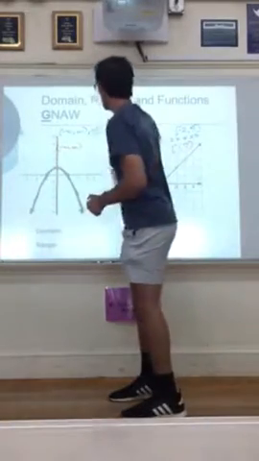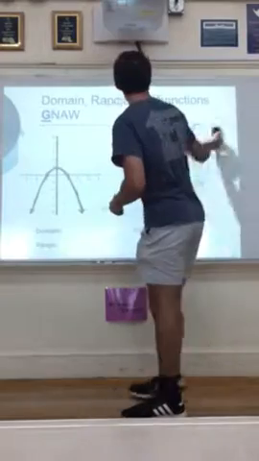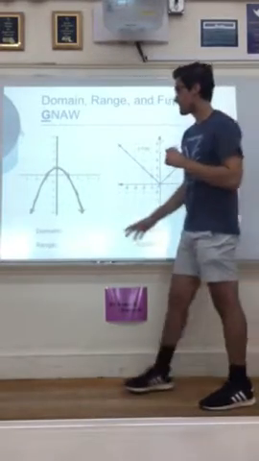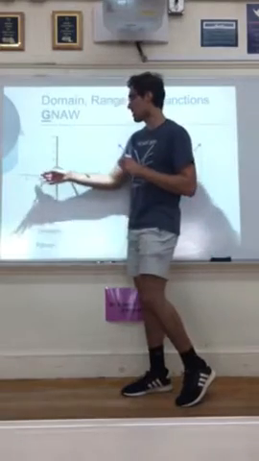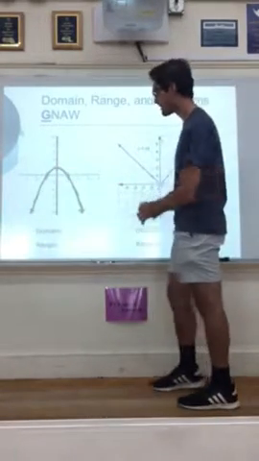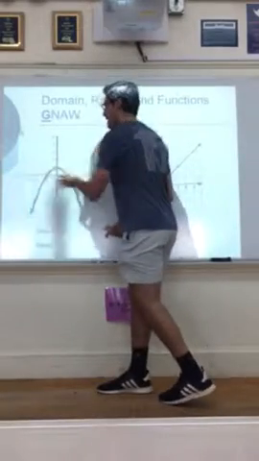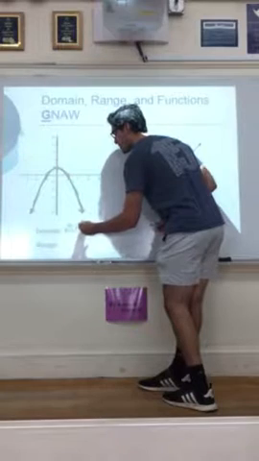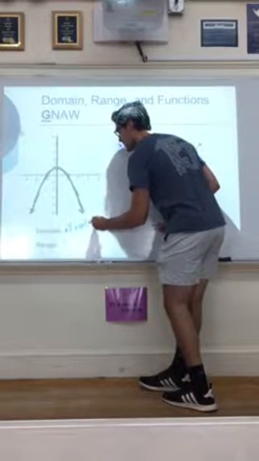A couple more domain and range questions from looking at graphs. For domain, what x values here have a corresponding point on this graph? These arrows extend forever. I have all real numbers.